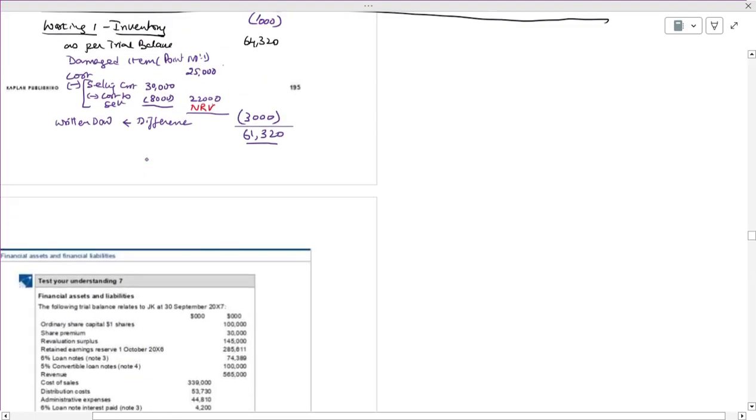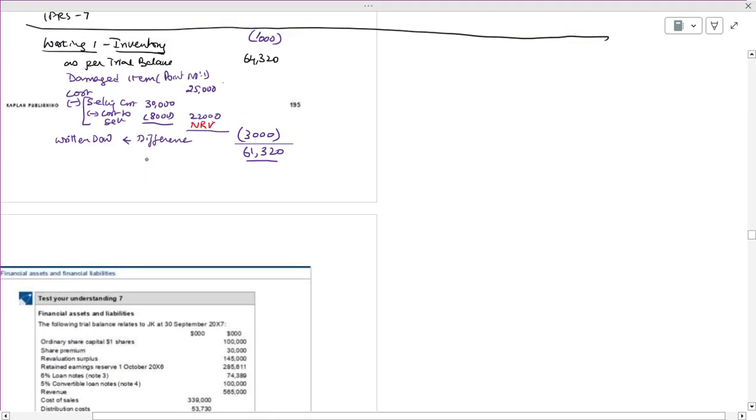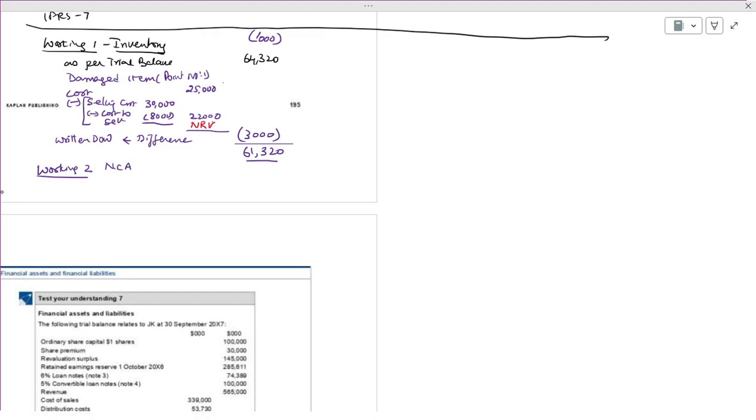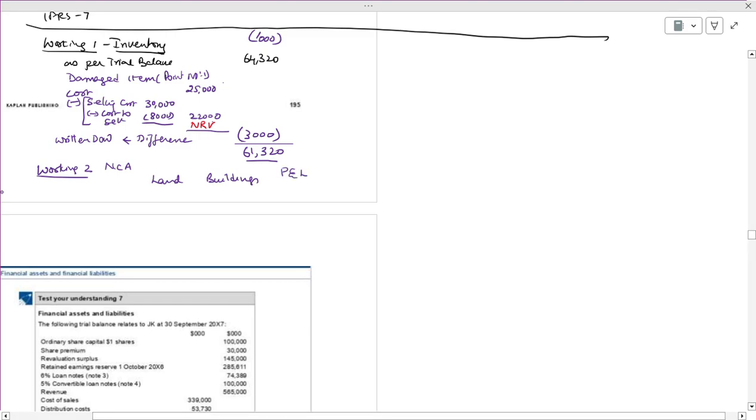Is it right? This is where we are talking in terms of working two. Non-current assets. Now, you have land, you have buildings, you have plant and equipment. Any doubt anywhere, stop me. Understand the point? That's very important for me. They have given as per the trial balance.